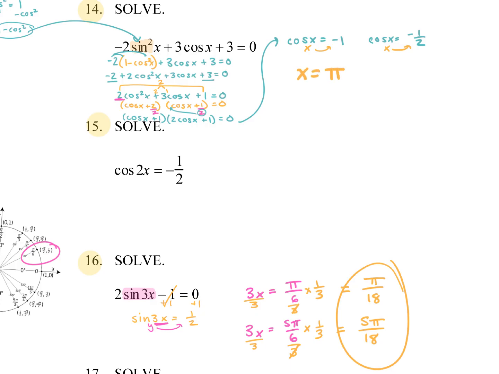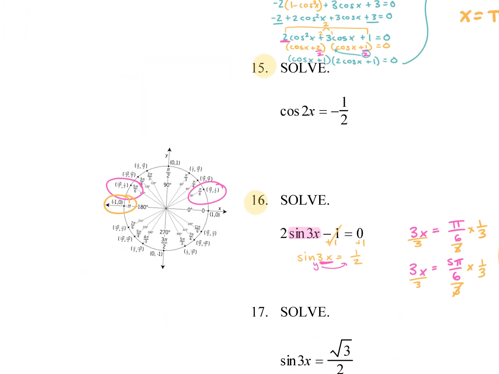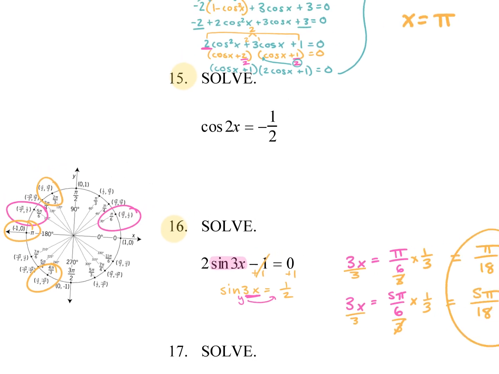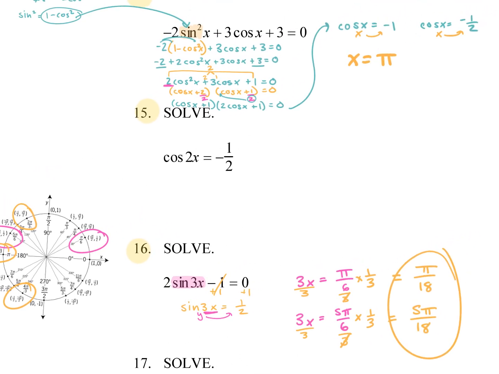And then where do we have the x value of negative 1/2? 2 pi over 3 and 4 pi over 3. Perfect. So let's add those to our list. 2 pi over 3 and 4 pi over 3.